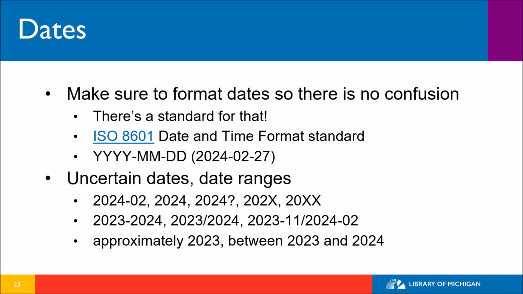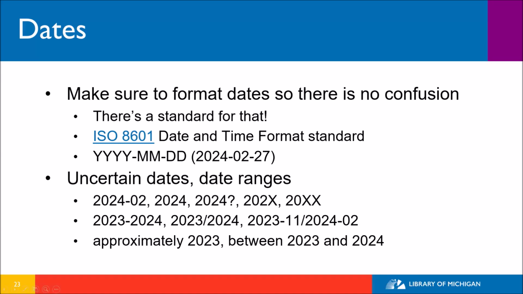So it's important to keep your dates in your metadata as unambiguous as possible. And there's great news because there's a standard for that. It's called the ISO 8601 date and time format standard. ISO stands for the International Organization for Standardization. So this is a standard used across the globe and is recognized internationally. And you can see, most commonly, it's year-dash-month-dash-day, with the example of 2024-02-27.